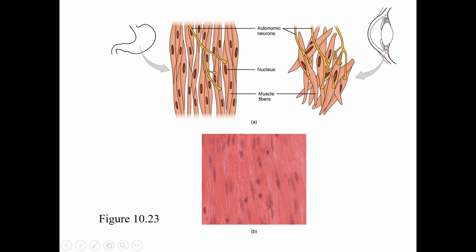So smooth muscle cells are single cells, not striated, and each of them has only one nucleus. That's how they look under the microscope. No striations.